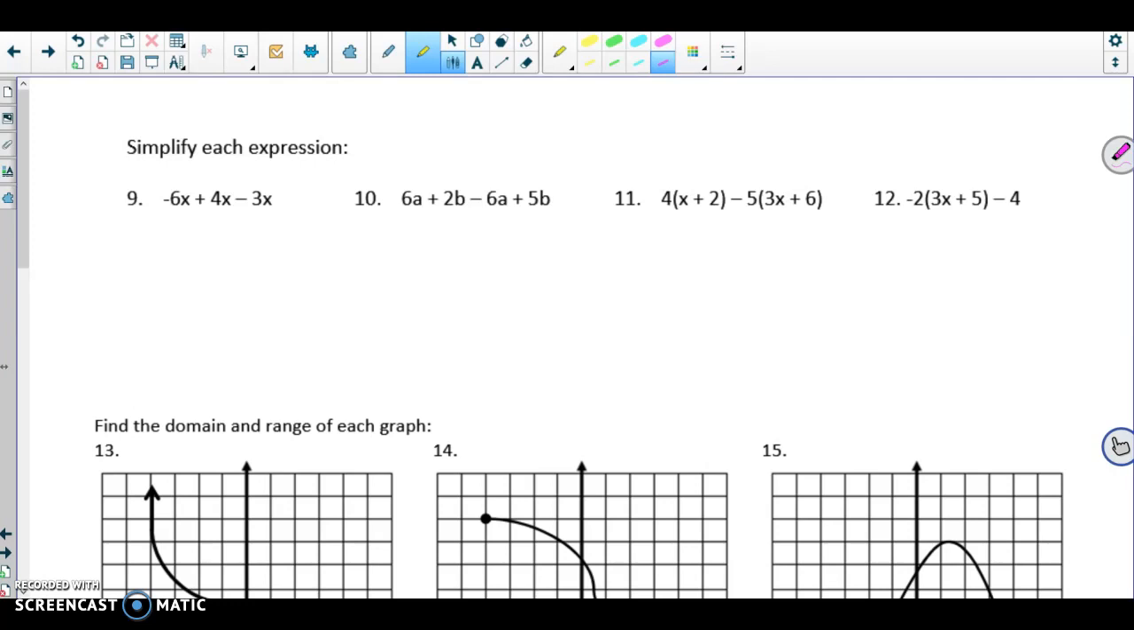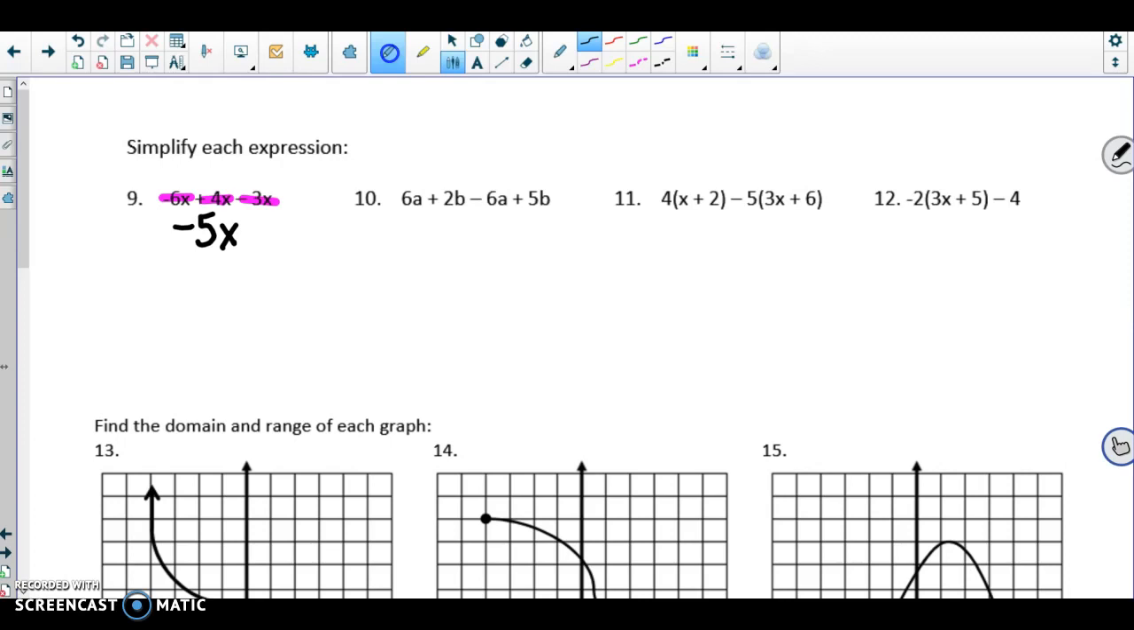If you notice though, these all contain x. So I've got a negative 6x, a positive 4x, and then I have a negative 3x. Basically, all I really need to do is add my coefficients, the negative 6, the positive 4, the negative 3. I'll probably add negative 6 and negative 3 first to get negative 9. Negative 9 plus 4 gives me a negative 5. And we still have that label of x, so negative 5x.